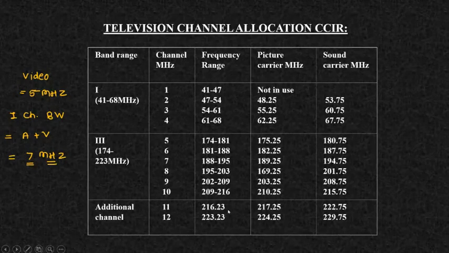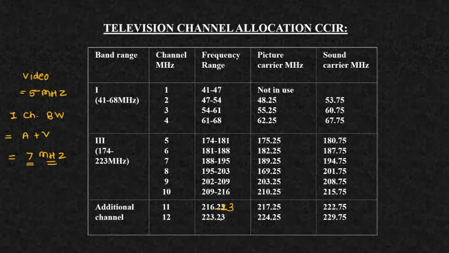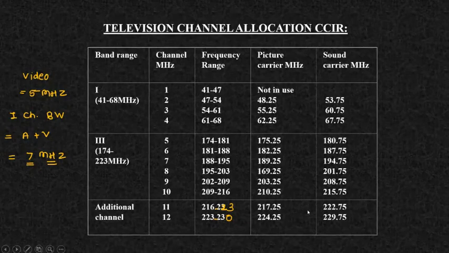If it starts from 216, it will go to 223 here. So I will just make a correction, it's 223, and if it starts from 223, then 223 plus 7 is 230 megahertz. So this is the 7 megahertz bandwidth over here and 7 megahertz bandwidth. You don't bother about these figures right now. I'm going to explain why the picture carrier is not at 47 and why it is 1 plus point.